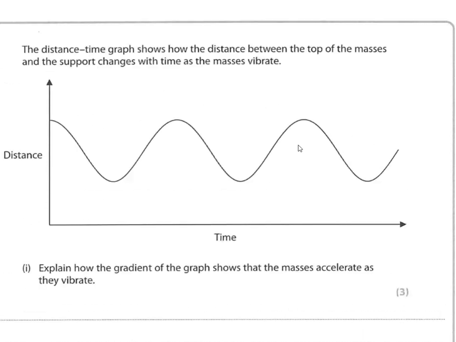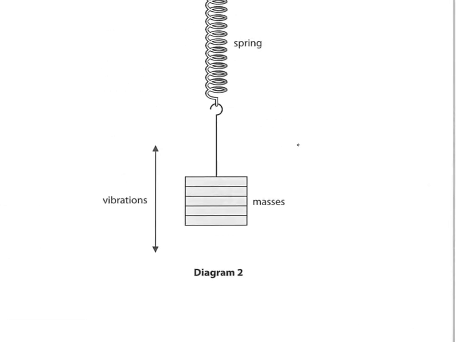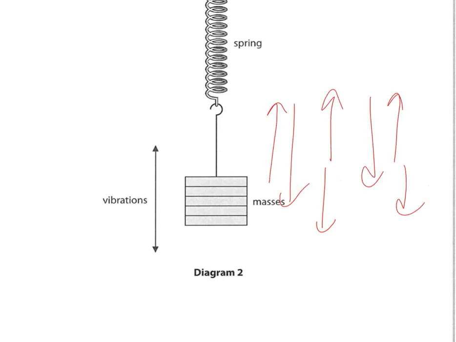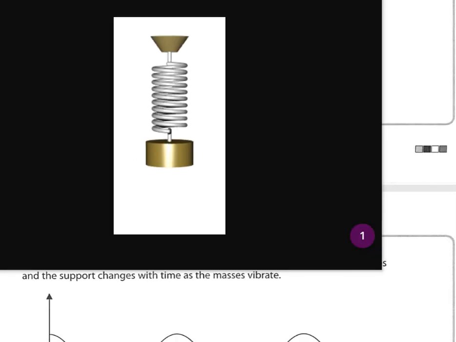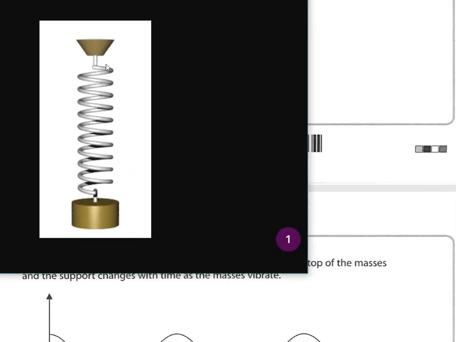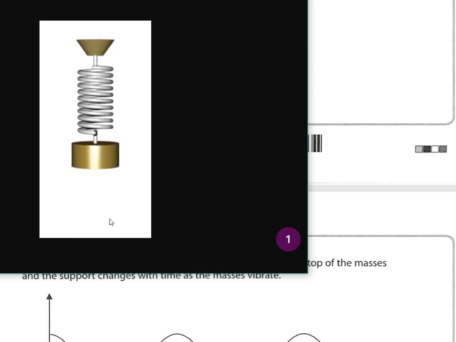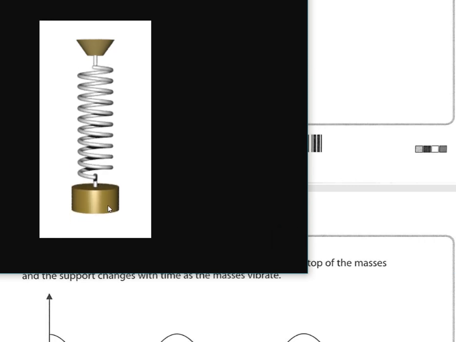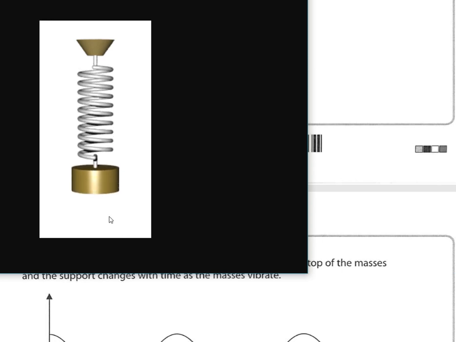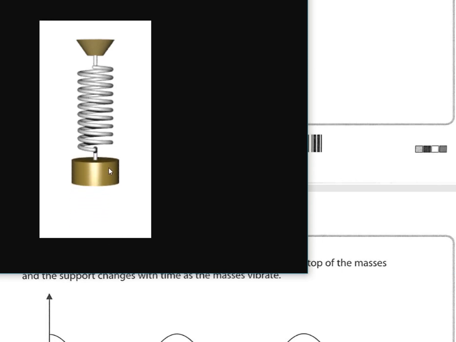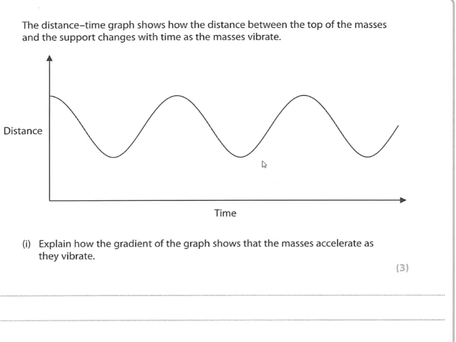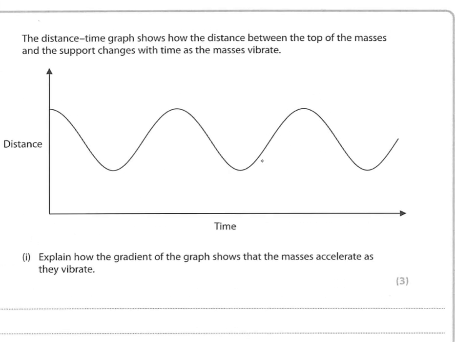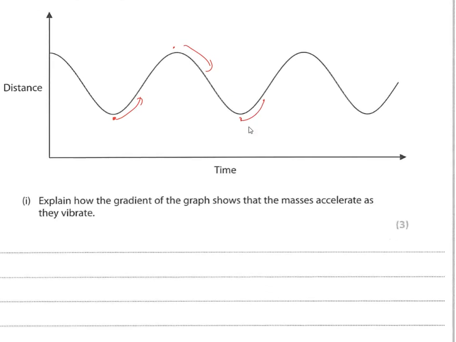Good, there we go. Now, you take the mass, you put it down, and then the mass starts going up, down, up, down. Okay, so this is how it's going to look. The object goes up, goes down. It goes down, stop, goes up, all the way up, stop, goes down, all the way down, stop, goes all the way up, stop. Okay, so it goes all the way down here, goes up, goes down, goes up. Now the question says how the gradient.